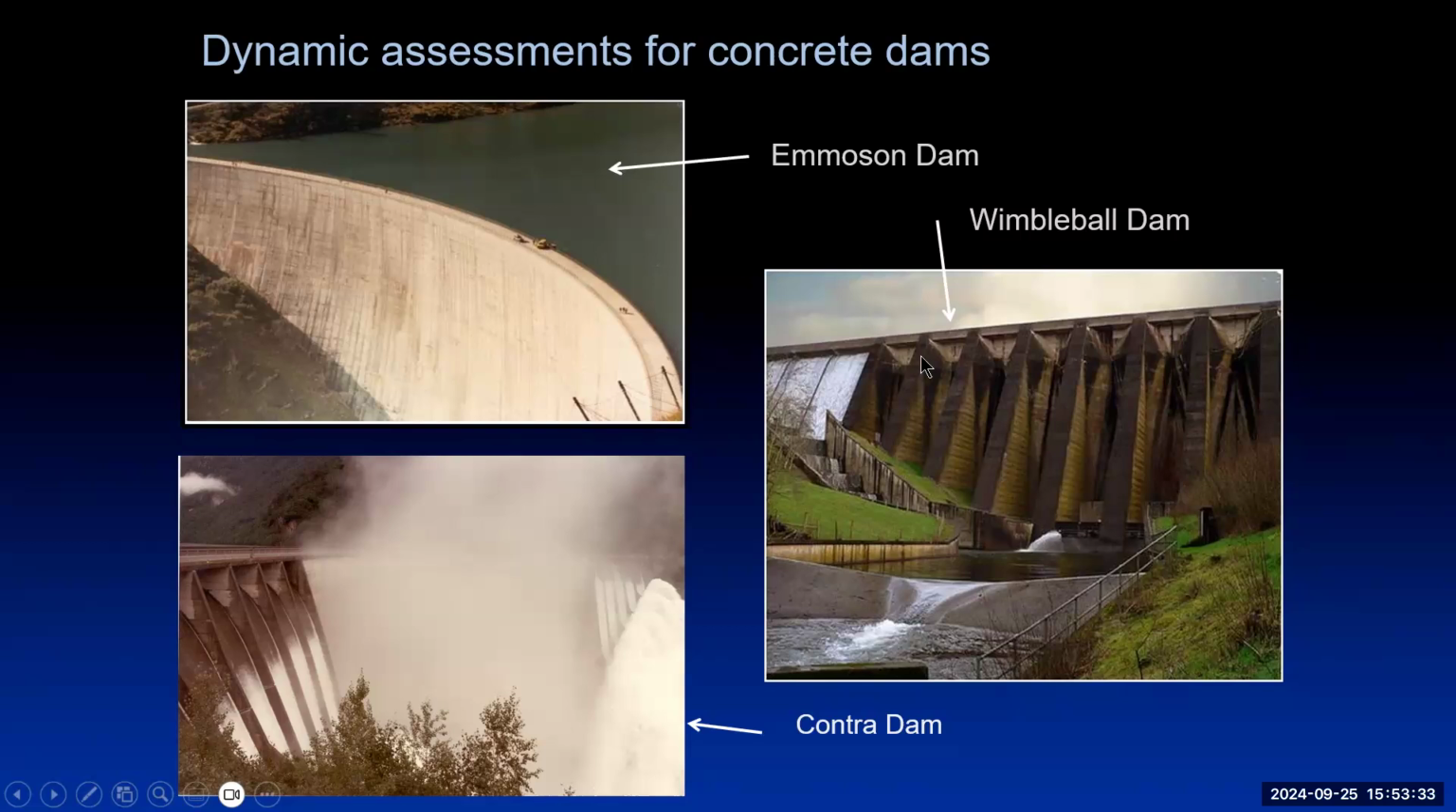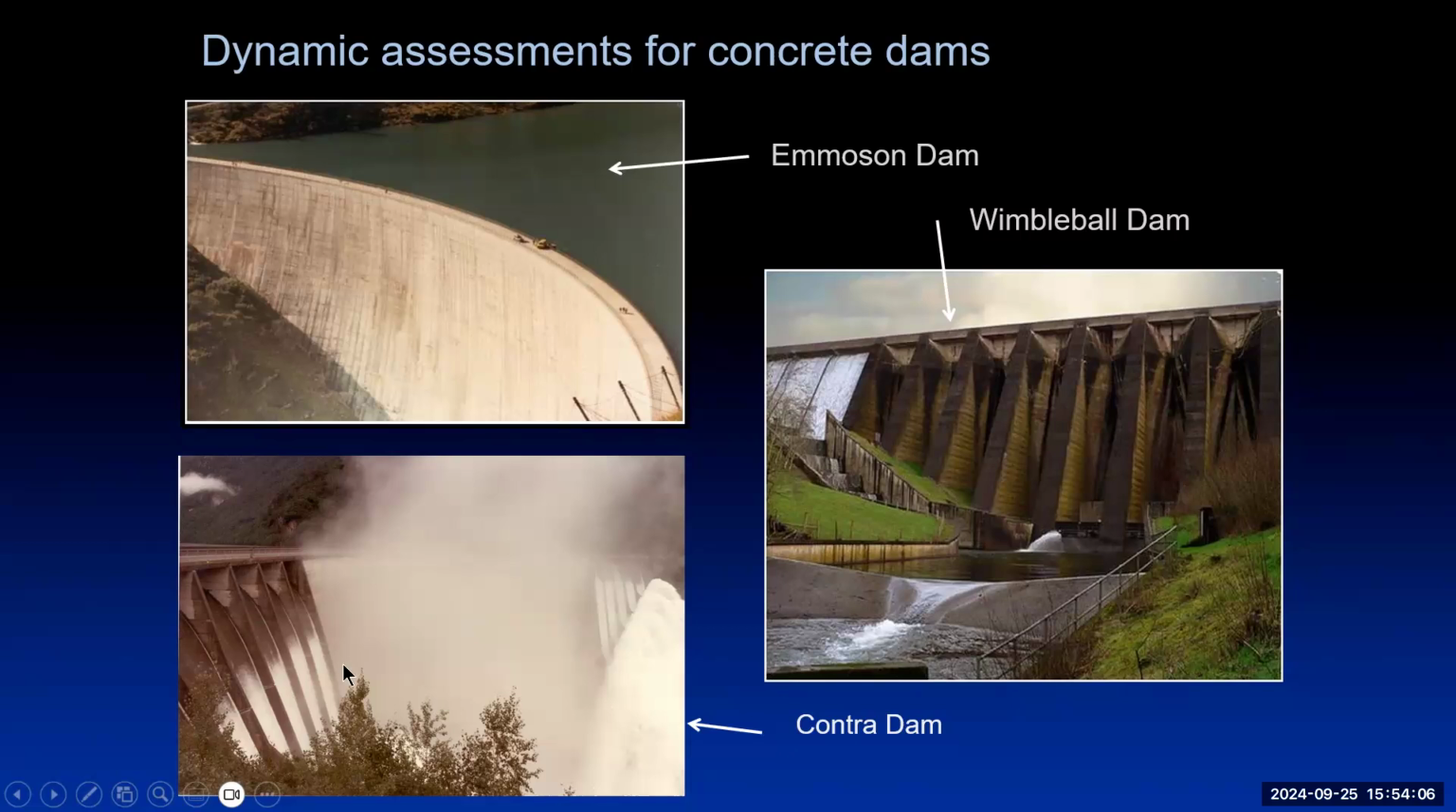Wimbleball Dam in Wales, which is a buttress dam. Every single buttress is considered to be a separate structure, but it's not if the reservoir level is high, and then these buttresses tend to operate as a single entity. When the reservoir level goes down, they all operate individually. And of course, they're different heights, so they all have different frequencies.